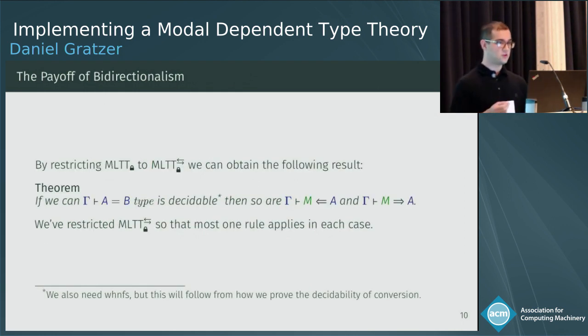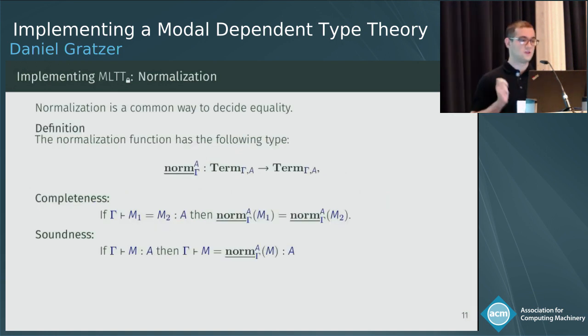Now, the payoff of doing this is that we can reduce the decidability of type checking in MLTT sublock to the decidability of conversion in MLTT. Sorry, I got that backwards there. The decidability of type checking in the bidirectional calculus reduces to conversion in the declarative calculus. So how do we prove that?